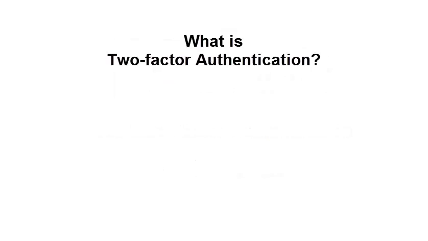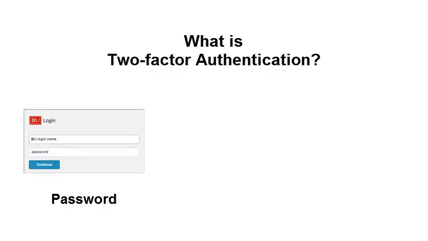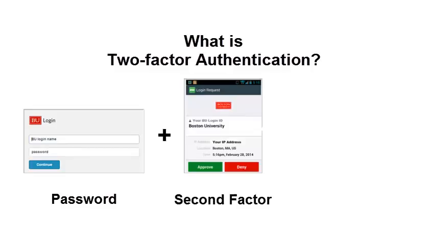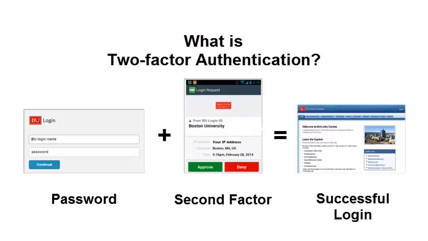Some Boston University websites, like BU Works, require additional security provided by two-factor authentication during login. In addition to requiring your BU logon ID and Kerberos password, the system requires a second element of proof that the person logging in is really you. If your password and the second factor are valid, you are successfully logged in.